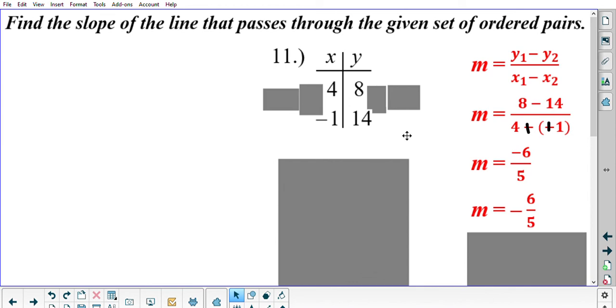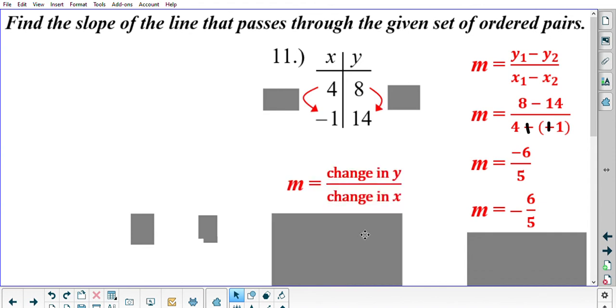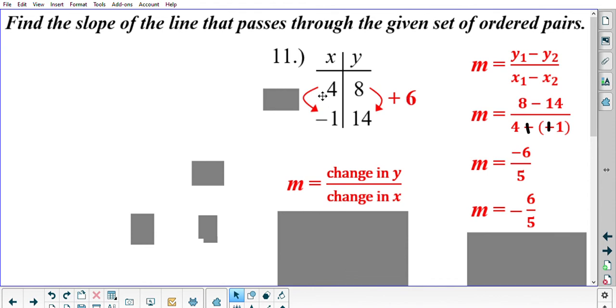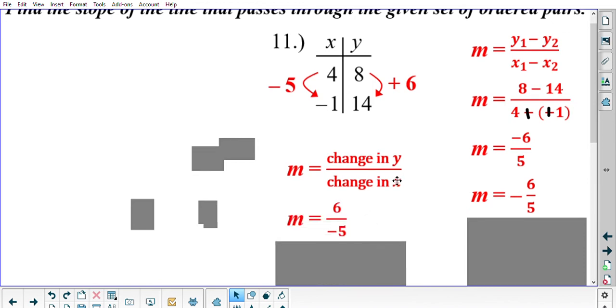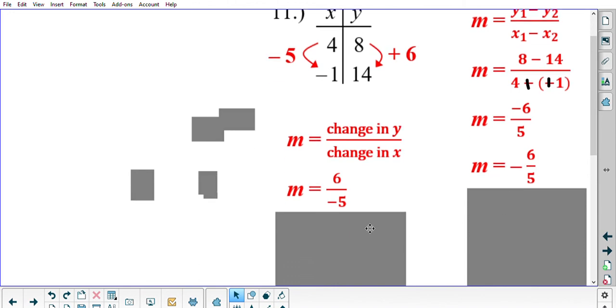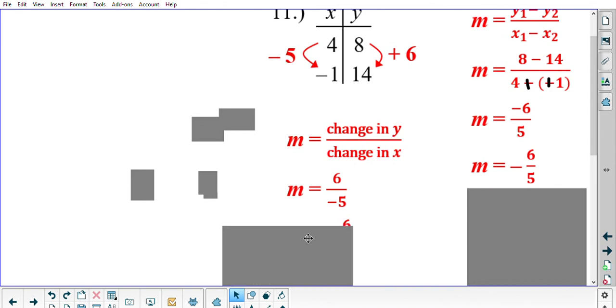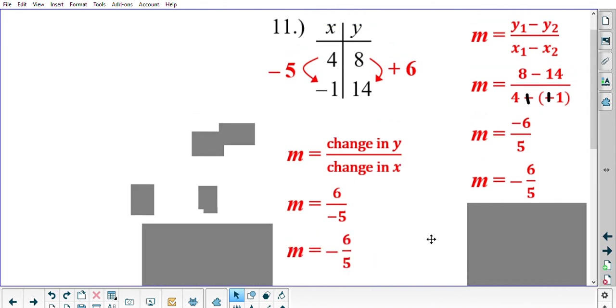But there is another way you could have done this problem without using the formula. You could have said, how do I get from 8 to 14? How do I get from 4 to negative 1? Remember change in y over change in x, the original definition I gave you on the first page? Well, to get from 8 to 14, you would go up by 6, wouldn't you? But to get from 4 to negative 1, you would go down by 5. Do these numbers look kind of familiar to you? They should. It's kind of the same stuff we had over here, except this time it'd be positive 6 over negative 5, but we already learned a positive divided by a negative still gives you a negative answer, proving it's the same answer as we had before.